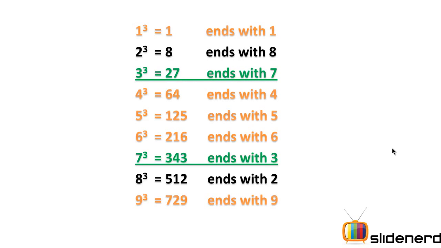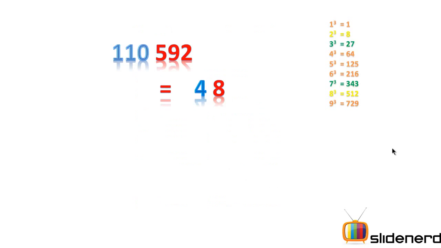Alright, so keeping this in mind, let's tackle how to actually find the cube root of a long number. Consider the number 110592. Since the number ends with a 2, the last digit, as per our table, should be 8. After getting the last digit, strike out the last 3 digits and consider the remaining digits. In this case, what I have is 110.